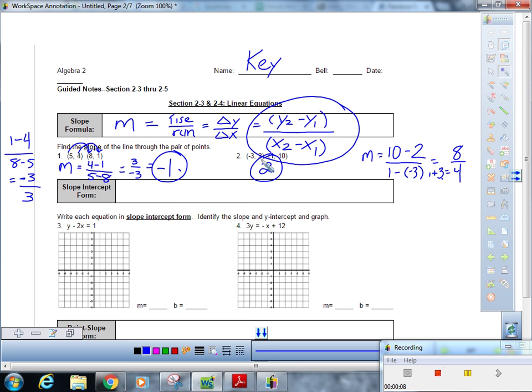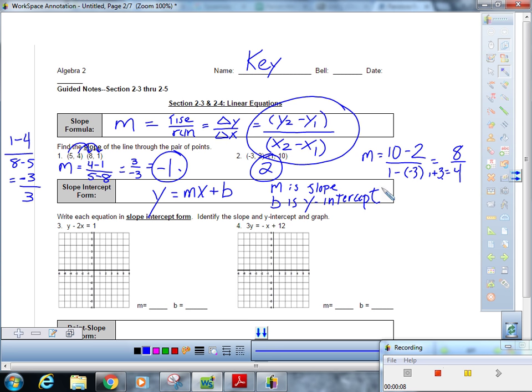Okay? The slope intercept form is the most popular way to write a line, and that is y equals mx plus b, where m is the slope and b is called the y-intercept. So that's just the place where it touches the y-axis, okay?